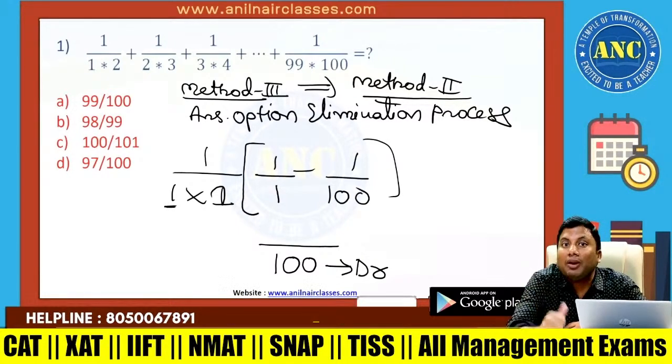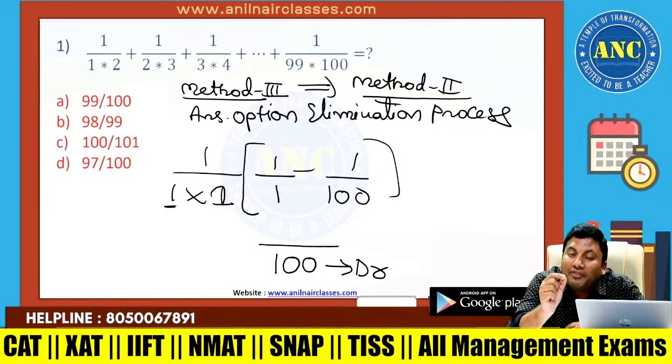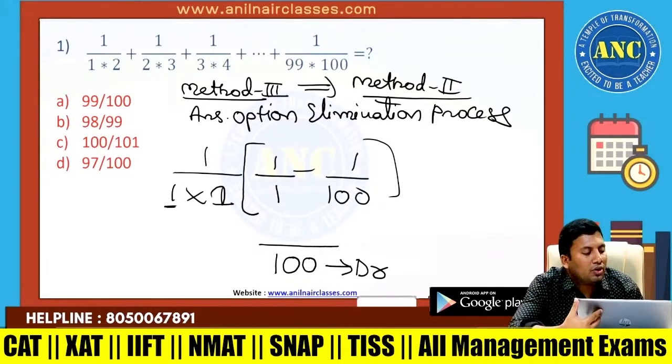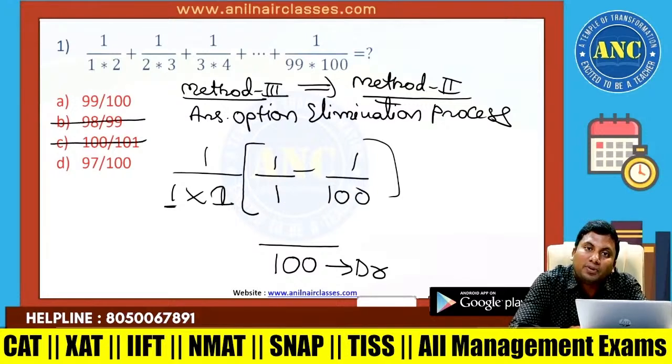2 by 4 can be 1 by 2, 2 is a factor of 4. 3 by 6 can be 1 by 3, 3 is a factor of 6. The denominator should be a factor of 100, or it could be 100 only. If you know this, you can directly say that option B and option C are eliminated just by looking at the question.